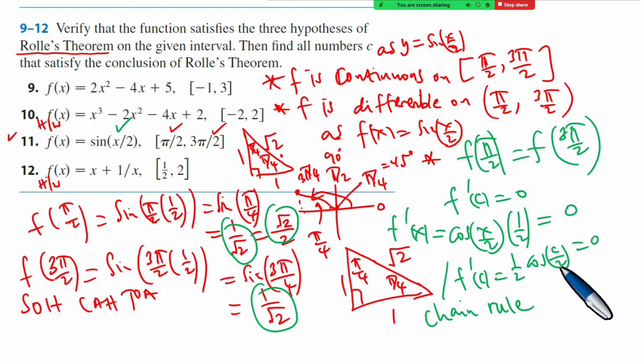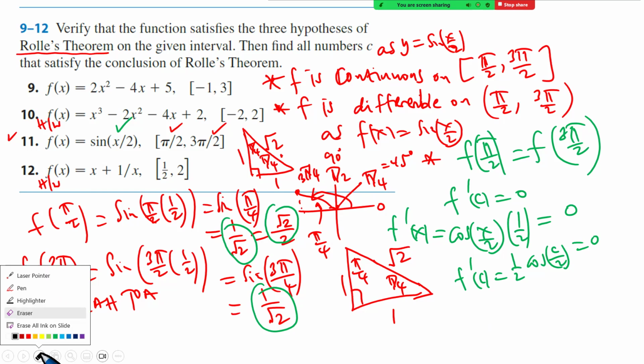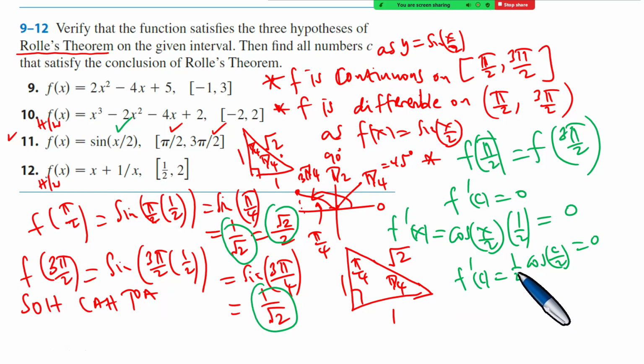Yes, we need to solve for c. Let us solve for c together, given this particular equation. What is the value of c? If you have 1/2 of cosine of c over 2 equals 0, it means that cosine of c over 2 is 0, like so.